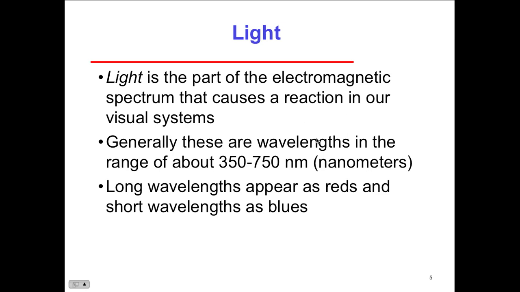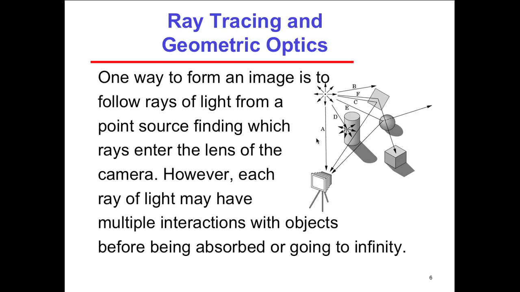So let me take a few notes here on the light. Light's the part of the electromagnetic spectrum that causes a reaction in our visual systems, causes interesting effects. Generally, there are wavelengths in ranges, and long wavelengths appear as reds, short wavelengths as blue. So the shadowing, color, the way that the light dissipates through distance is kind of interesting to apply.